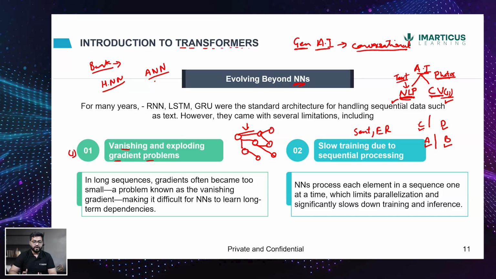When we try to do it, we are going to face some issues. The first one we face is the vanishing and exploding gradient problem. That means these artificial neural networks that we are going to use, they look like these.